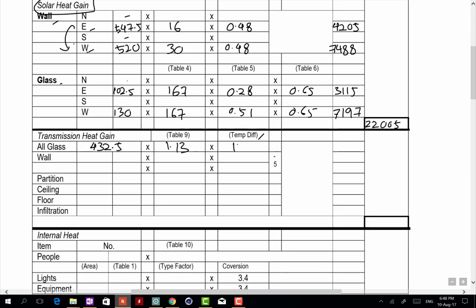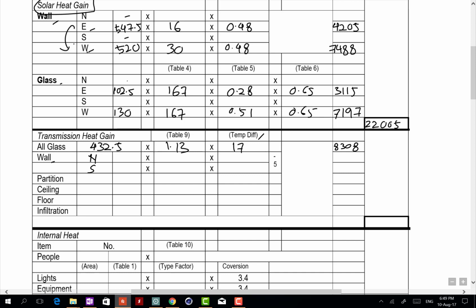Okay, this is the temperature difference. It produces 8308 BTU per hour. Okay, now for wall transmission heat gain, because we already calculated for east and also west direction for solar heat gain. For the transmission heat gain, we need to consider the different sides, which is north and also south.